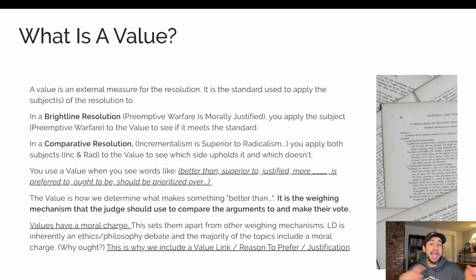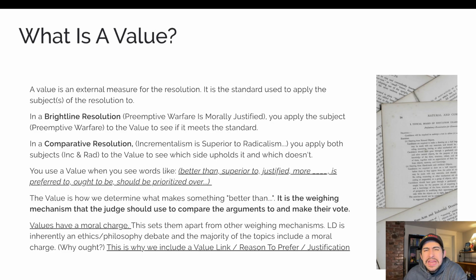However, in a comparative resolution, such as the one we're debating now, incrementalism is superior to radicalism as a means to achieve social change, we have two different subjects, incrementalism and radicalism, and we use the value as a weighing mechanism to apply them both to see which one actually achieves that value.